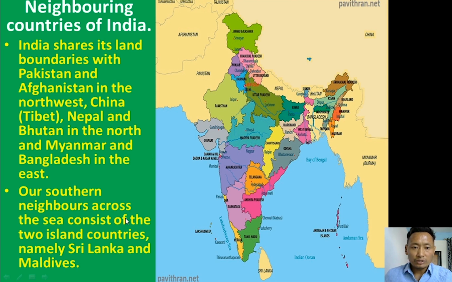Our southern neighboring countries across the sea consist of two island countries, namely Sri Lanka and Maldives. So these are the two neighboring countries India shares a sea boundary with.